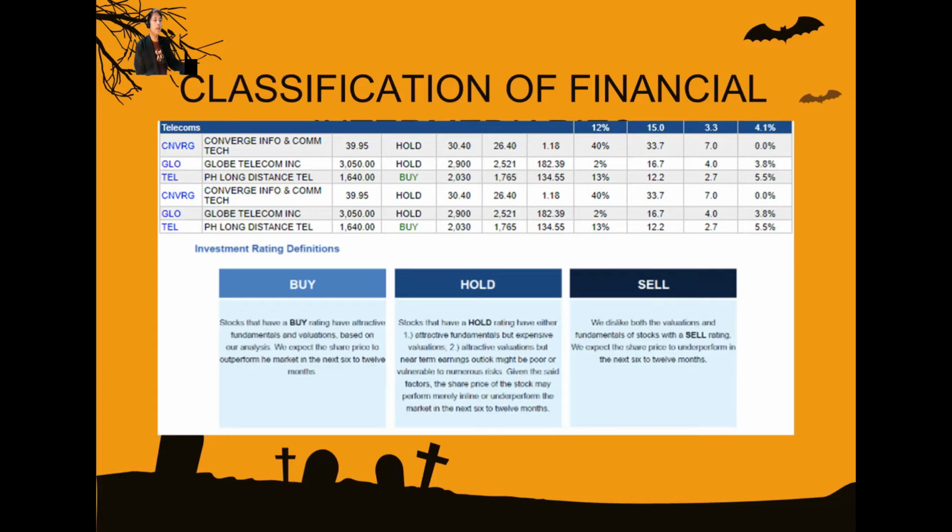Hold rating have either attractive fundamentals but expensive valuations, or attractive valuations but near-term earnings outlook might be poor or vulnerable to numerous risks. When it's a sell rating, we dislike both the valuations and fundamentals of stocks with a sell rating.